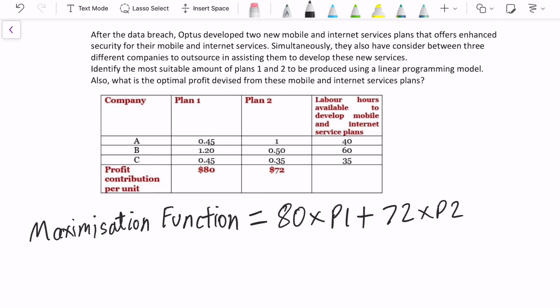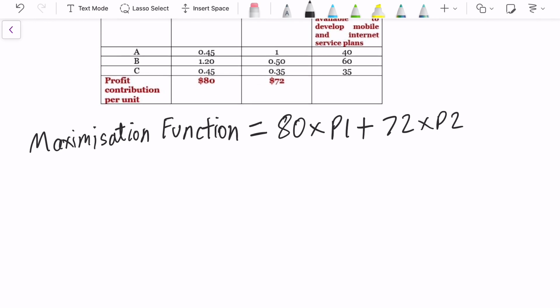Next, we need to identify the constraints for this linear programming model. So in this table, we'll be using the hours it takes to develop each plan and the hours available to develop each mobile plan as the constraints. So here are the constraints of this table.